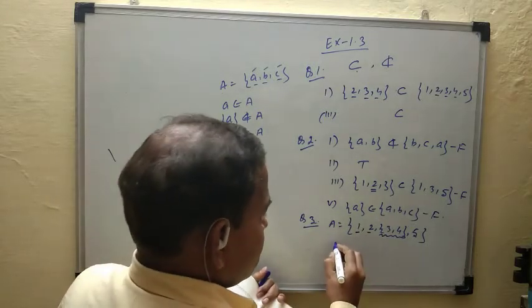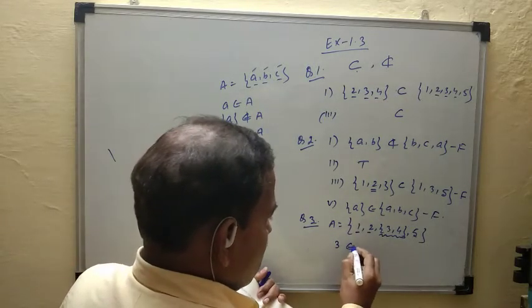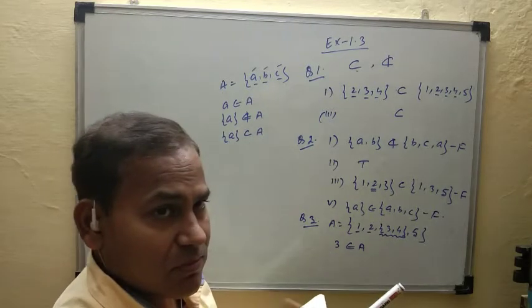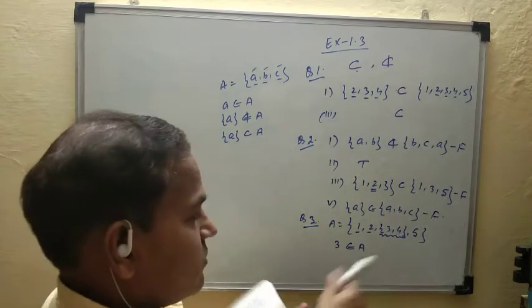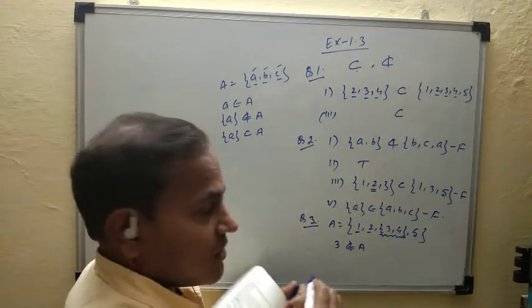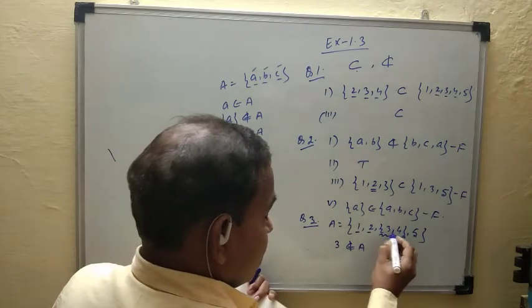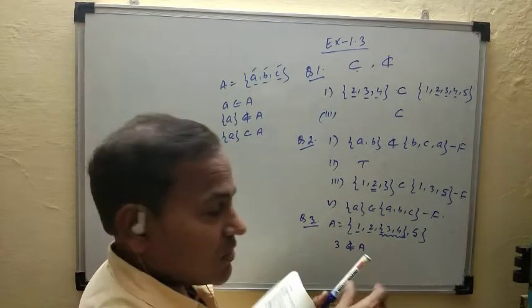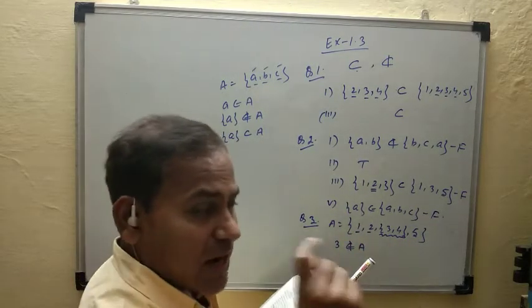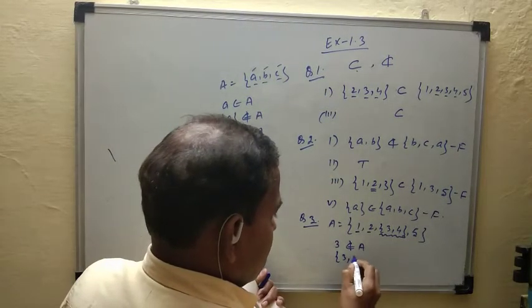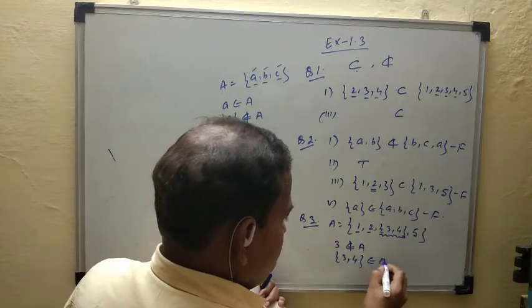And does this 3 belong to set A or not? It does not belong. 3 does not belong to set A. Here {3, 4}, because 3 and 4 are both in combined form. So the combined form {3, 4} belongs in set A.